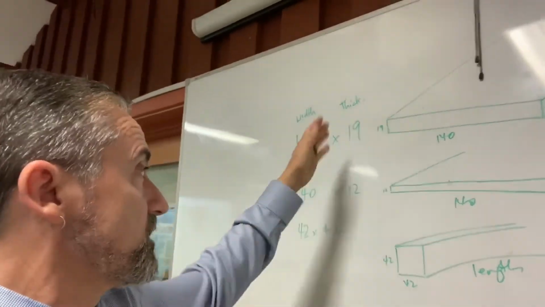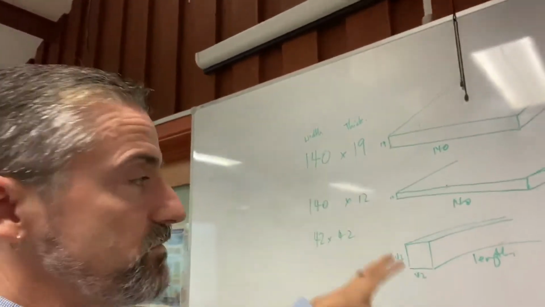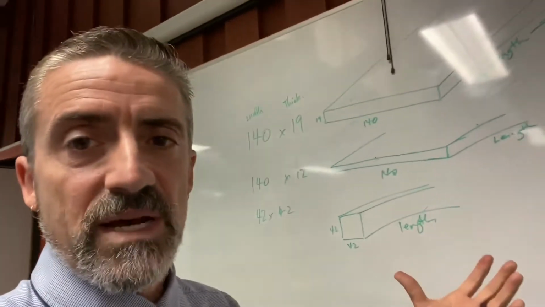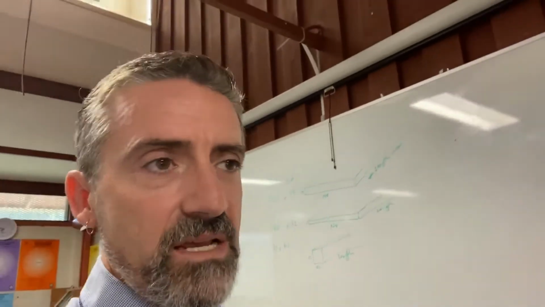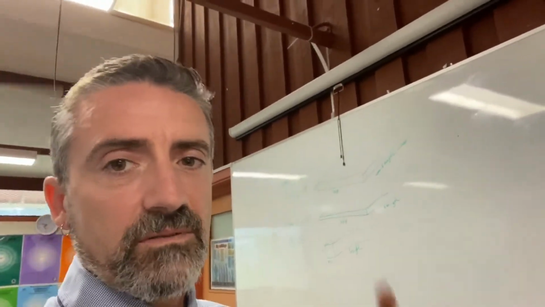So they've got the 140 by 19, the 140 by 12, and the 42 by 42, so that they can get those basic things of making a table, chair, bedside, cabinet, whatever. And so they're getting into the groove of that.